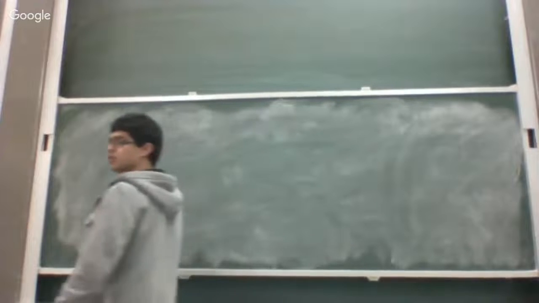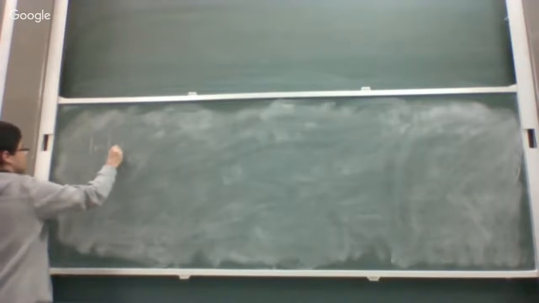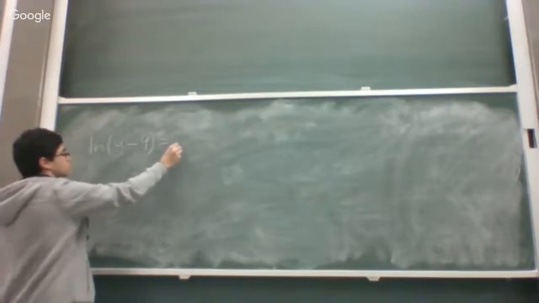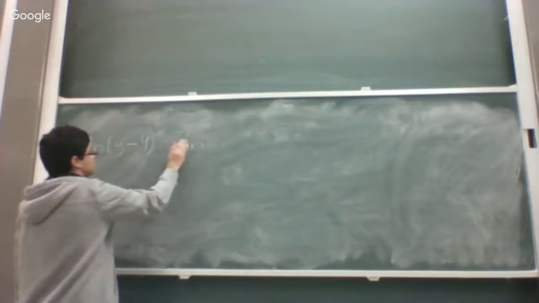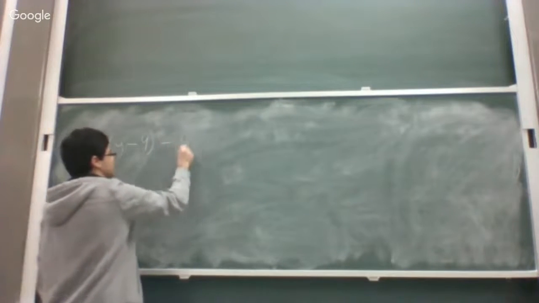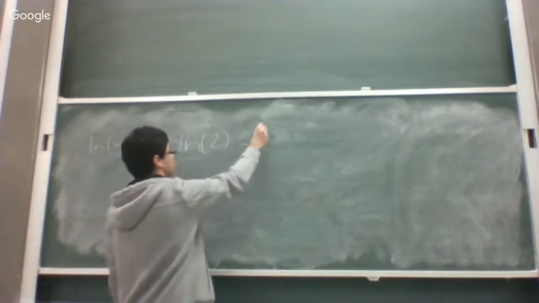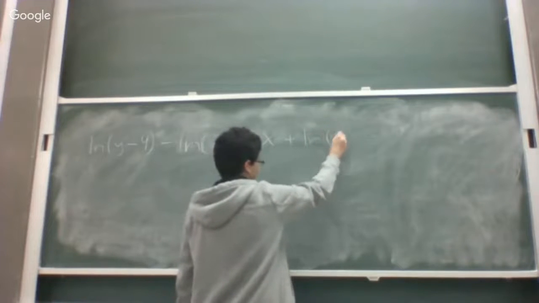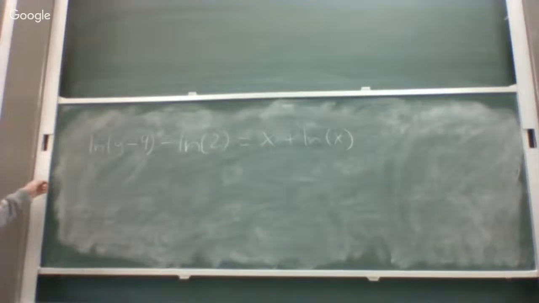Y is equal to the natural log of parentheses y minus 9, minus natural log of 2. No equals yet. Now equals x plus natural log of x. So I have to answer it. No, I couldn't figure out how to answer it. Okay.